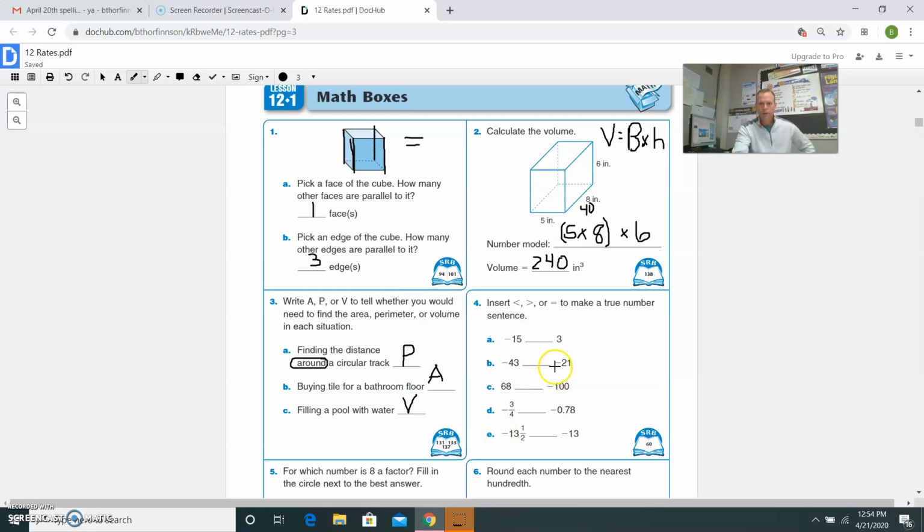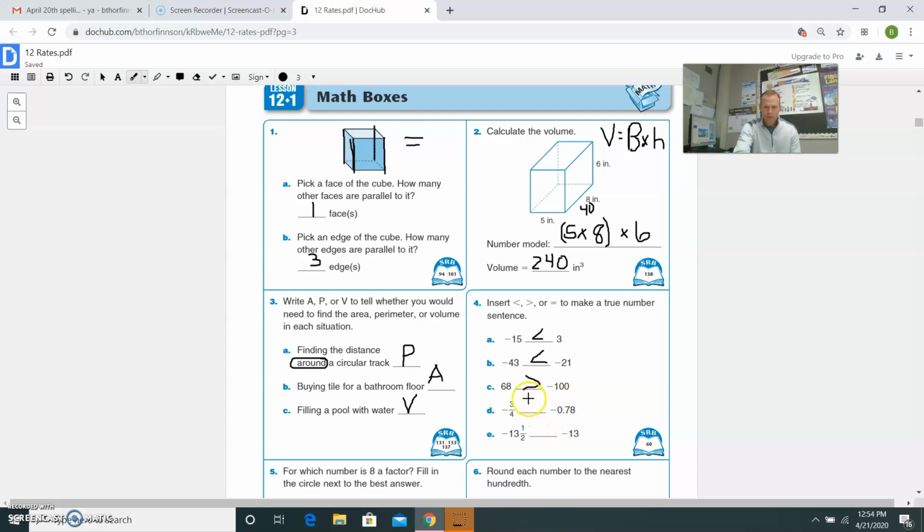Inserting less than, greater than, or equal to. Okay. Negative 15 is less than 3. Negative 43 is less than negative 21. 68 is greater than negative 100.